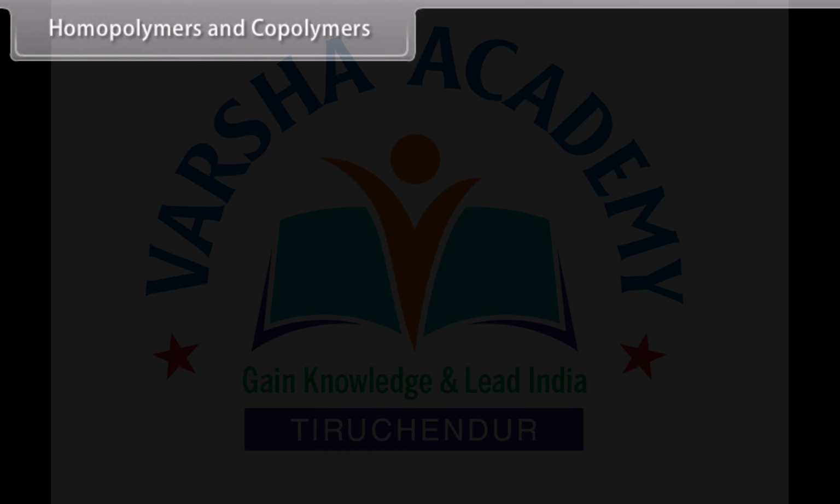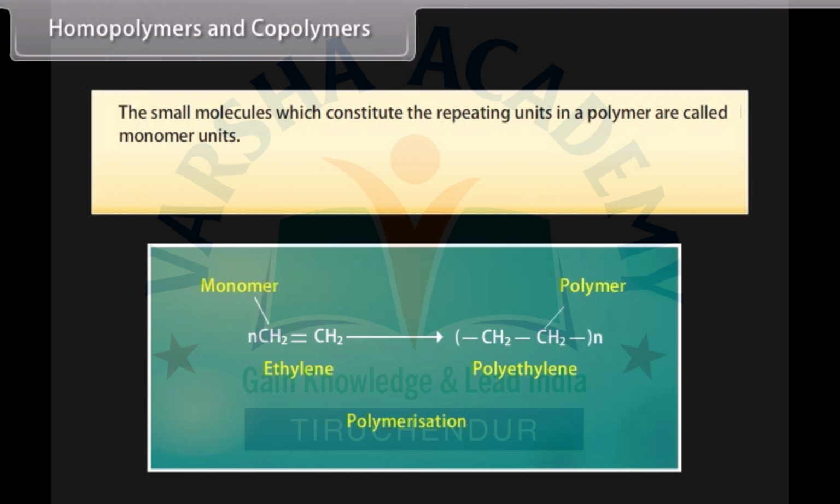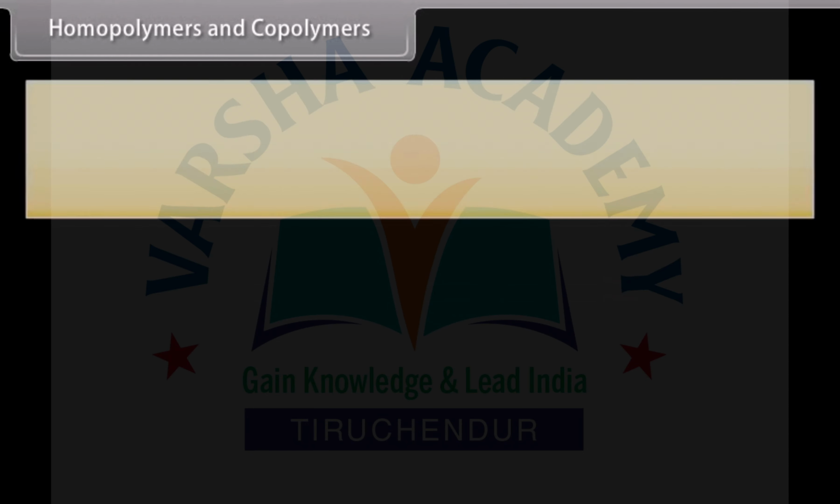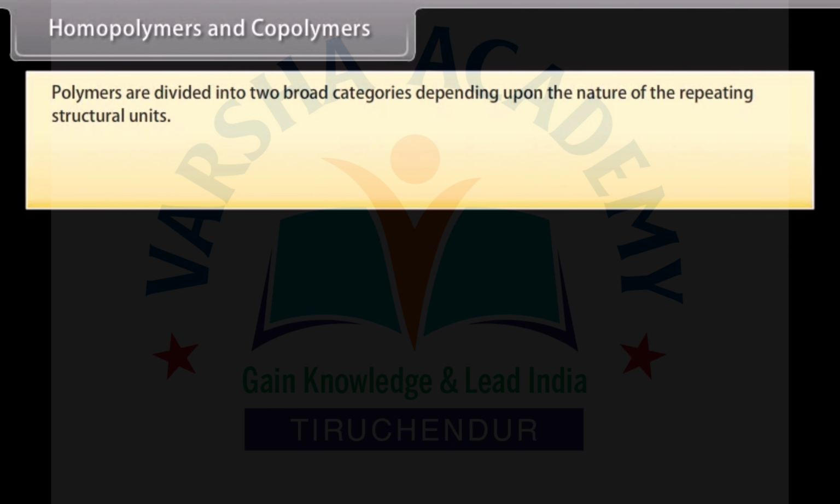Homopolymers and copolymers. The small molecules which constitute the repeating units in a polymer are called monomer units. The process by which the monomers are transformed into a polymer is called polymerization. For example, polyethylene is a polymer obtained by the polymerization of ethylene. The ethylene molecules are referred to as monomer units. Polymers are divided into two broad categories depending upon the nature of the repeating structural units.